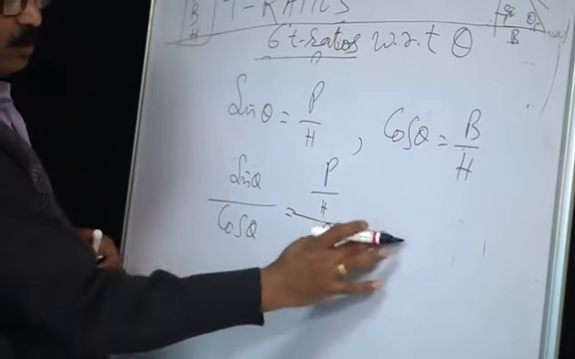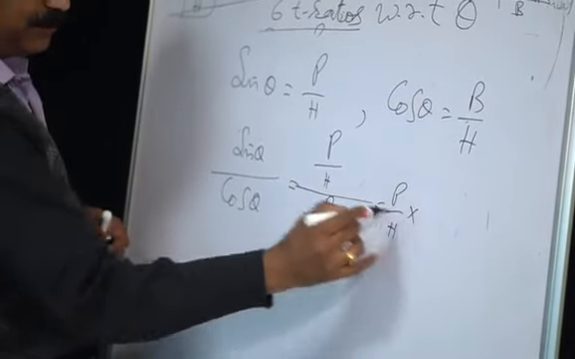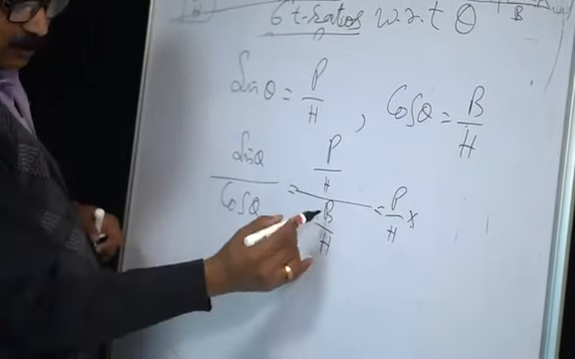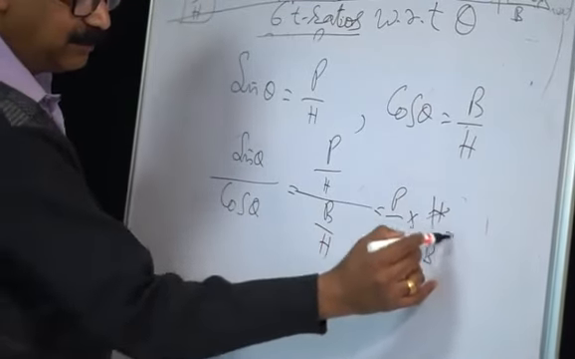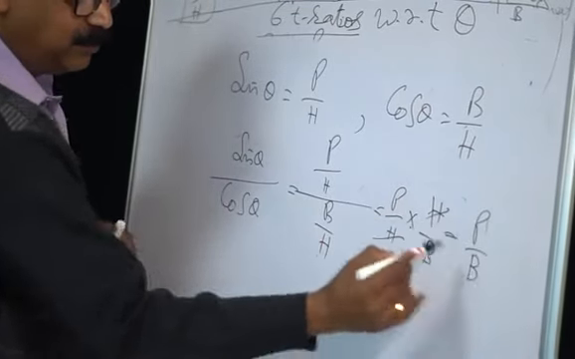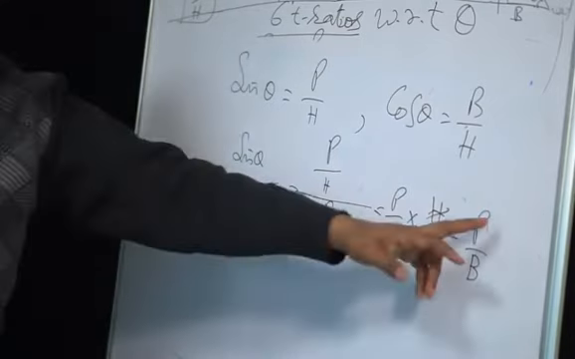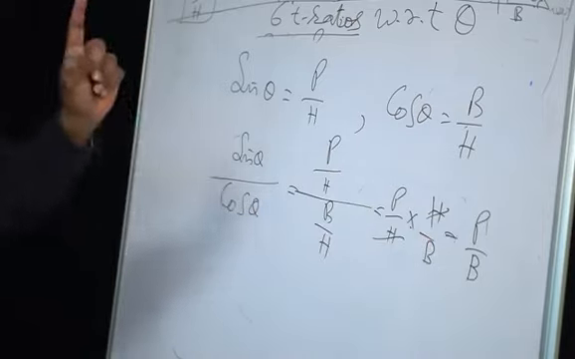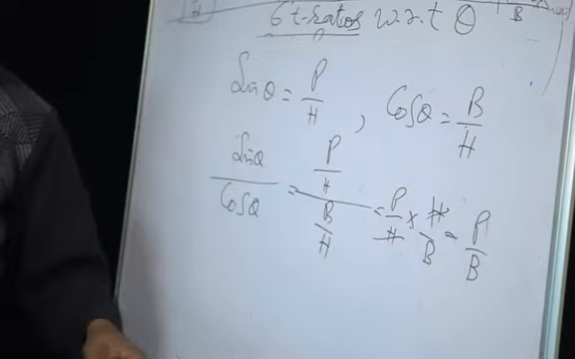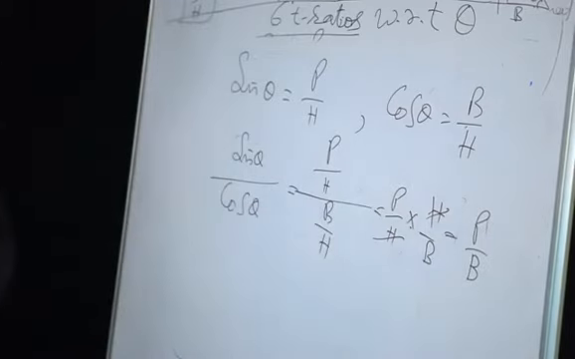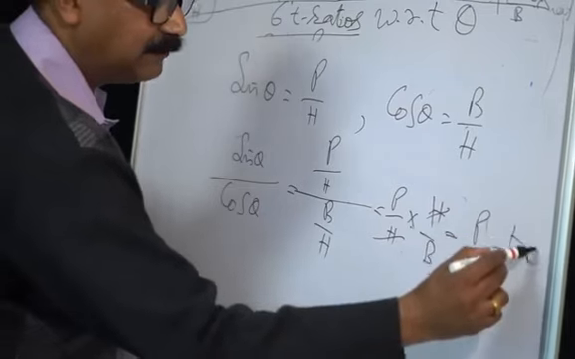So if I divide P by H and B by H, division becomes multiplication: P by H, if I multiply by the reciprocal, H by B. So H cancels, you will get P by B. Now I told you, both sides you have to memorize. Now this is the time you have to recognize what is P by B. P by H is sine, B by H is cos. What is P by B? Tan theta, turn permanently black. So P by B means tan theta.